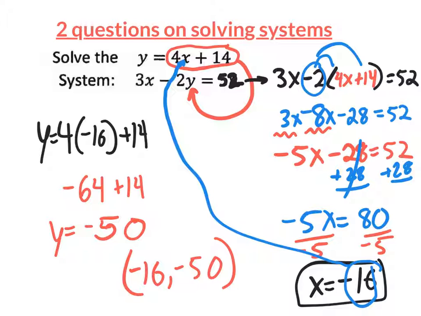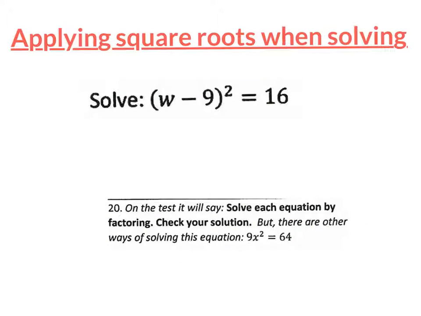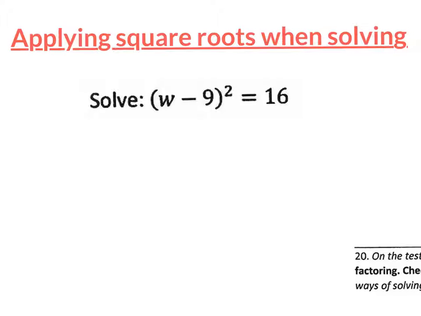Now, in addition to solving systems, there's a couple more smaller topics that we need to touch on before you're ready for the final, like applying square roots in equations. Right here, there's specifically 2 of these types of questions on the final exam where you have to apply a square root in an equation when solving. And when you do apply a square root, you need to remember to put a plus minus in front of your answer. So let me move this one to the side.